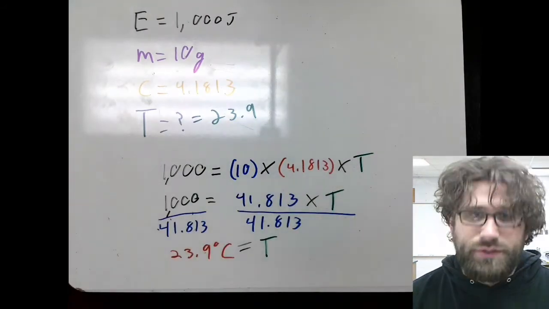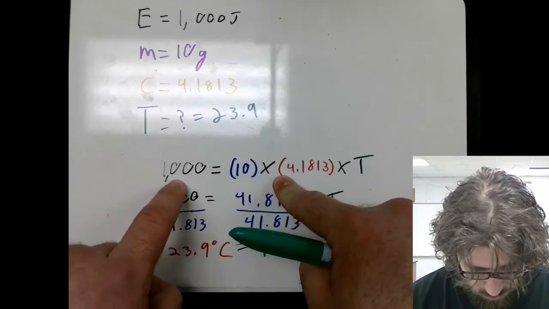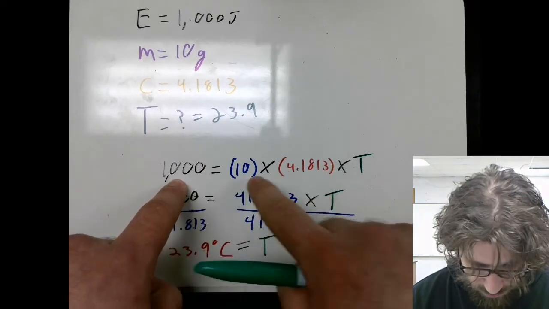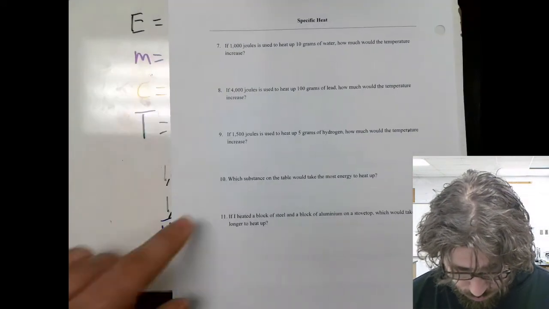So we just rearrange this equation a little bit. We're really just going to take these, multiply them together, and divide our energy by these two numbers. Okay? And that's going to work the same way for all these problems on the back.